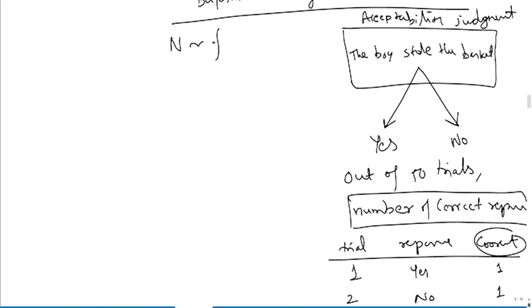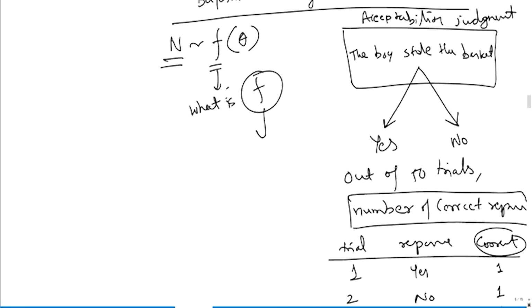What is the underlying cognitive process f that produces the observed number of correct responses in this particular experiment? Let's say this function, the underlying cognitive process, is f with parameter theta. The goal of statistical inference here is to figure out what is this function f, this underlying cognitive process which generates the observed number of correct responses.